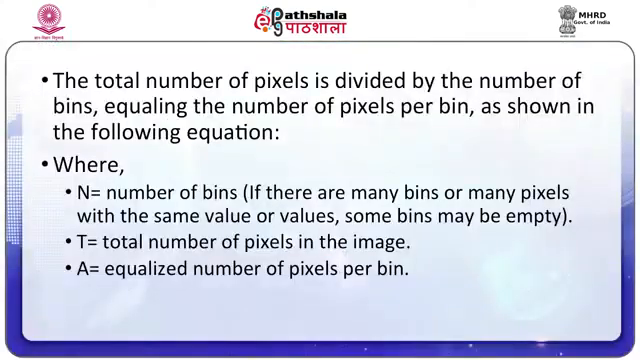The total number of pixels is divided by the number of bins, equaling the number of pixels per bin as shown in the following equations, where n is the number of bins. If there are many bins or many pixels with the same value or values, some bins may be empty. T is equal to the total number of pixels in the image. A is equal to the equalized number of pixels per bin.